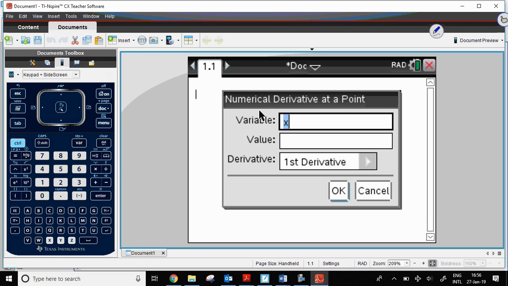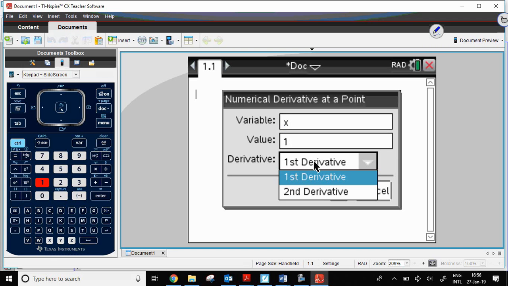The variable is going to be x. Don't write anything else. The value, that's going to be what our x value is. In the example we were just talking about, we set x equal to 1. So we'll do that. Derivative, this has first and second derivative.